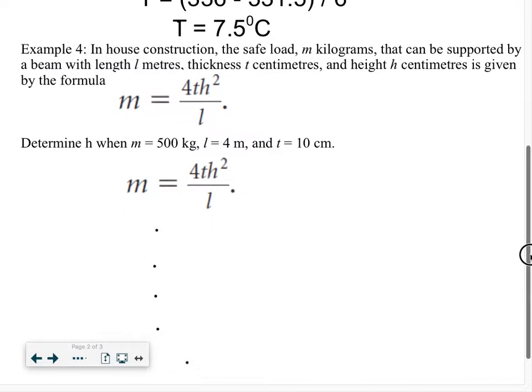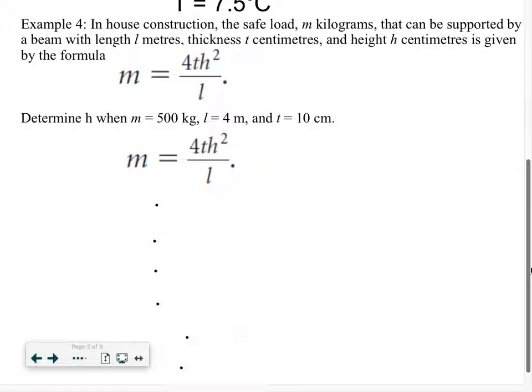In house construction, we've got a safe load of M kilograms that can be supported by a beam. So this is just shear strength. We've got thickness in centimeters and height in centimeters. It's given by this formula. And it says to determine H. So we need to rearrange our formula for H.